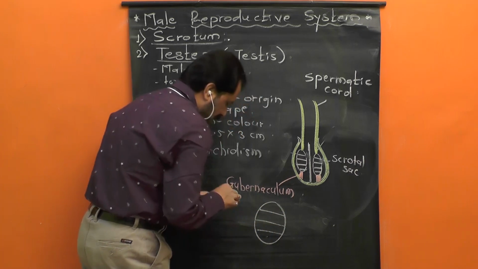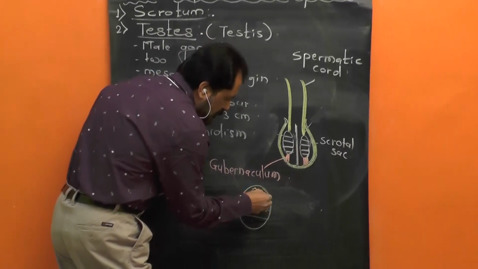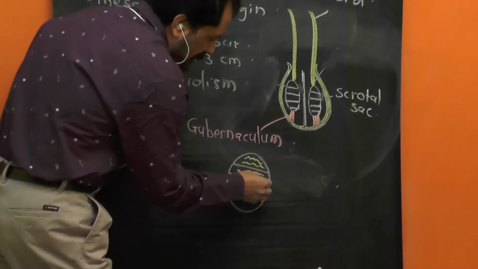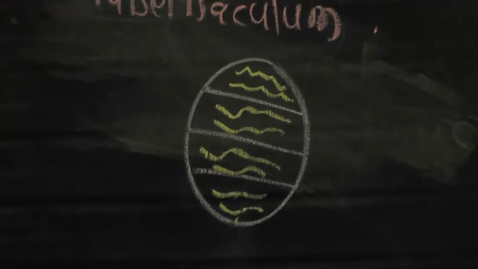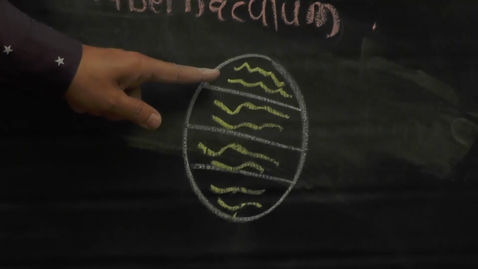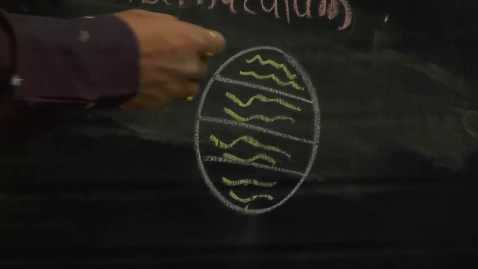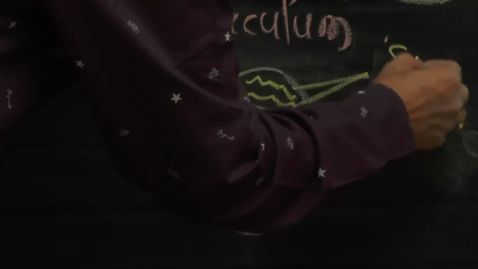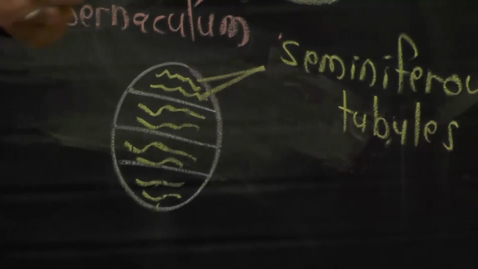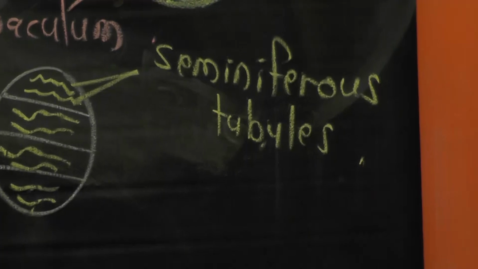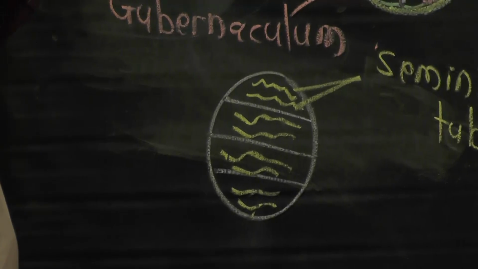Each lobule contains 1 to 4 very fine tubules. Very fine tubules are present in one lobule. Those tubules are called seminiferous tubules. We shall study about that seminiferous tubule in detail later on while studying the histological structure of testes.